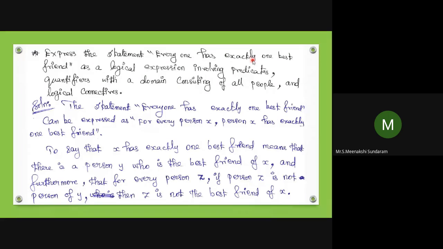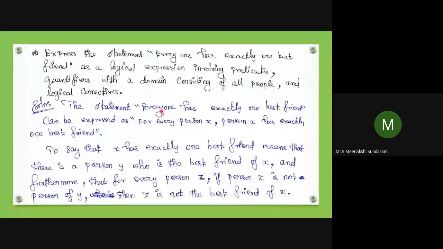How is the meaning of this one? Exactly one best friend. If A, B, C, 3 students are there, A has a best friend B. Then B is not a best friend of anyone else, because everyone has exactly one best friend. Only one best friend. A has the best friend B, B has the best friend A, and there is no other. A and B are related.